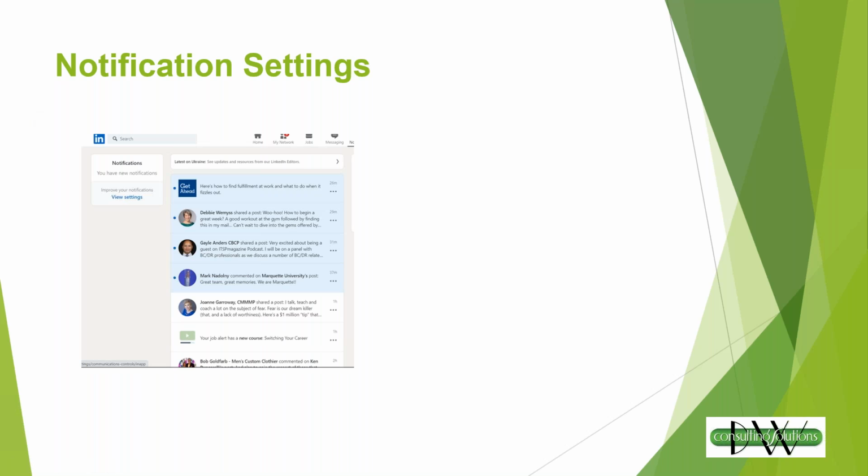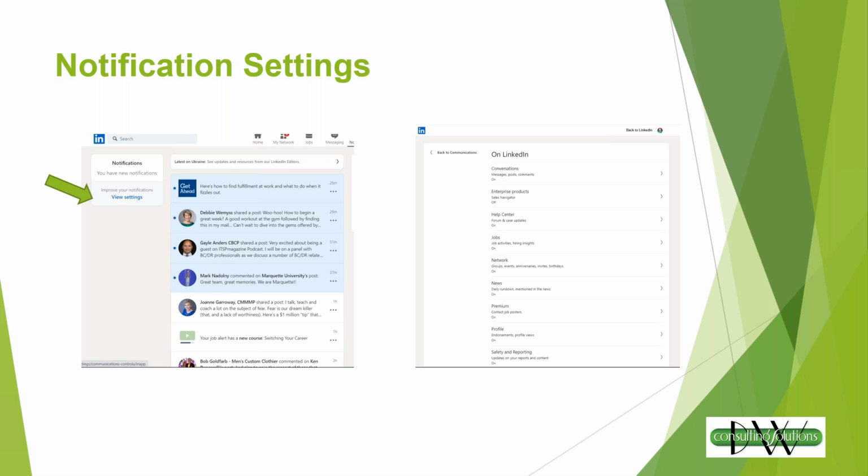What you're going to do at the top of your screen is you're going to click on notifications, and then over on the left, there's an option that says View Settings. This is where it will show all of your notification settings on LinkedIn. Conversations, enterprise products if you have them, the help center, jobs if you've set up job searches, network updates, news, premium features, profile features, and then some just safety and reporting notifications.